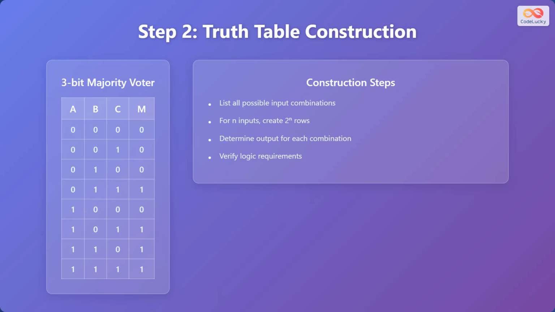The construction steps include listing all possible input combinations. For n inputs, create 2 to the power of n rows. Determine the output for each combination. Verify the logic requirements.